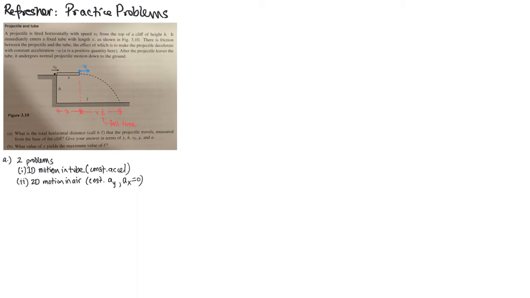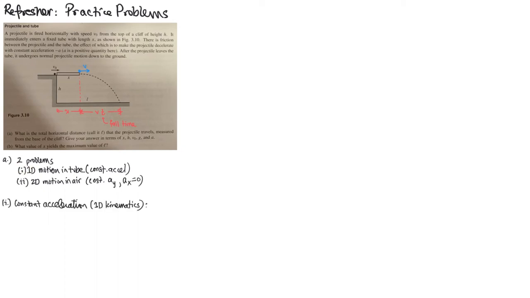So the first thing I want to do then is find this velocity v, given that we know how far the ball travels in the tube, its initial velocity, and this constant acceleration. So let's work on that part. That's problem 1, or my subpart 1 that I identified here.